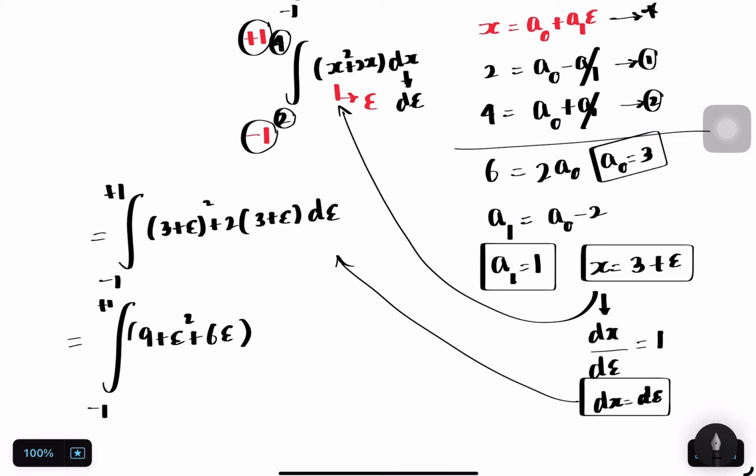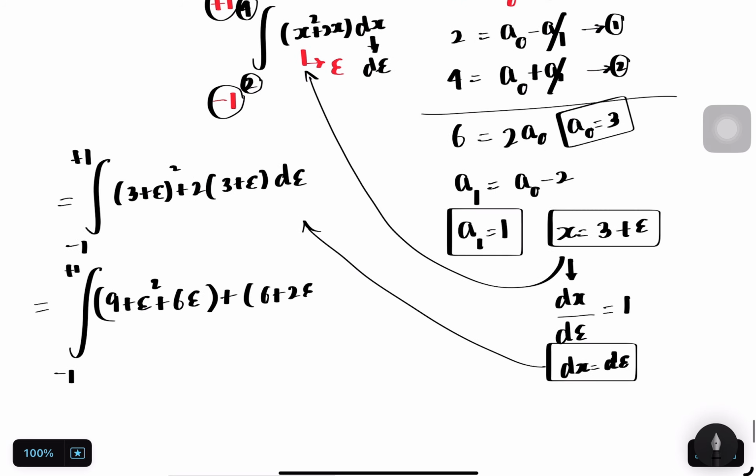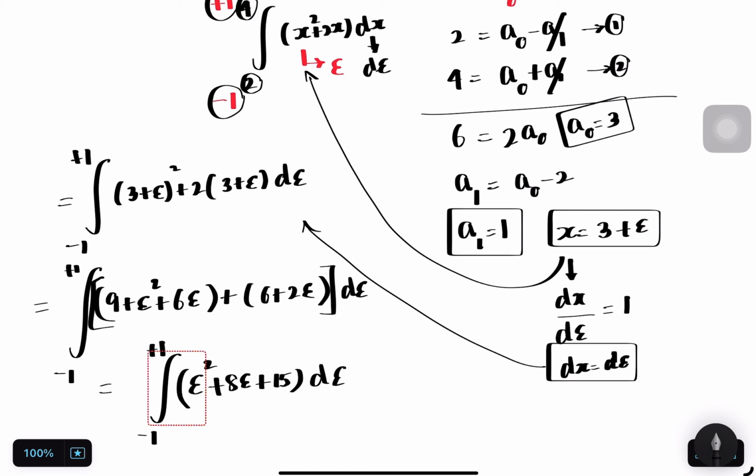And plus, let me bring this 2 inside. So it is going to be 6 plus 2 epsilon. And of course, I have to integrate this equation with respect to d epsilon. So on further simplification, I'll be getting integral over the limit minus 1 to plus 1. So it is going to be epsilon square plus 8 epsilon plus 15. Of course, I have to integrate this equation with respect to d epsilon. So that is the equation. So let me integrate this equation.